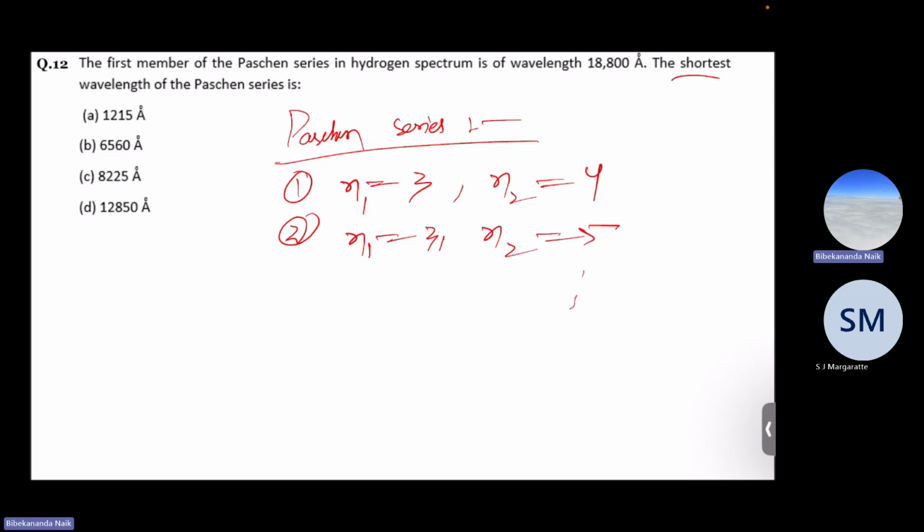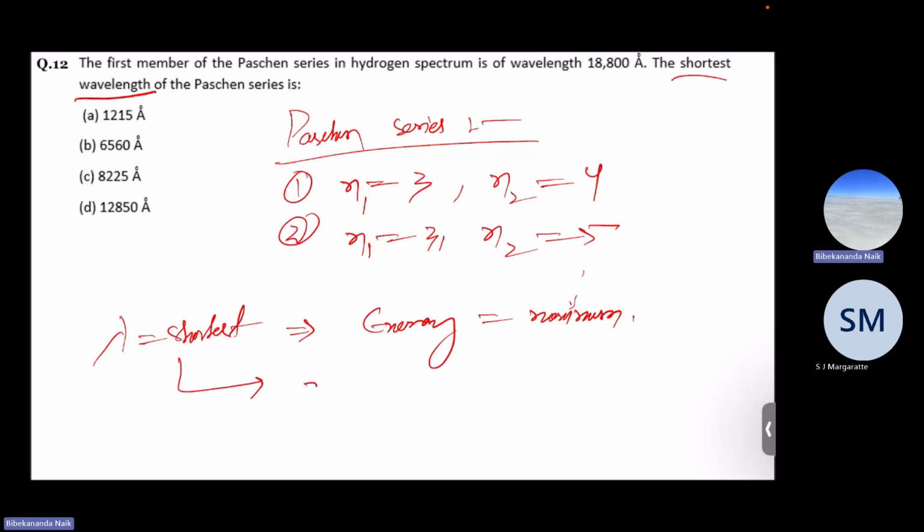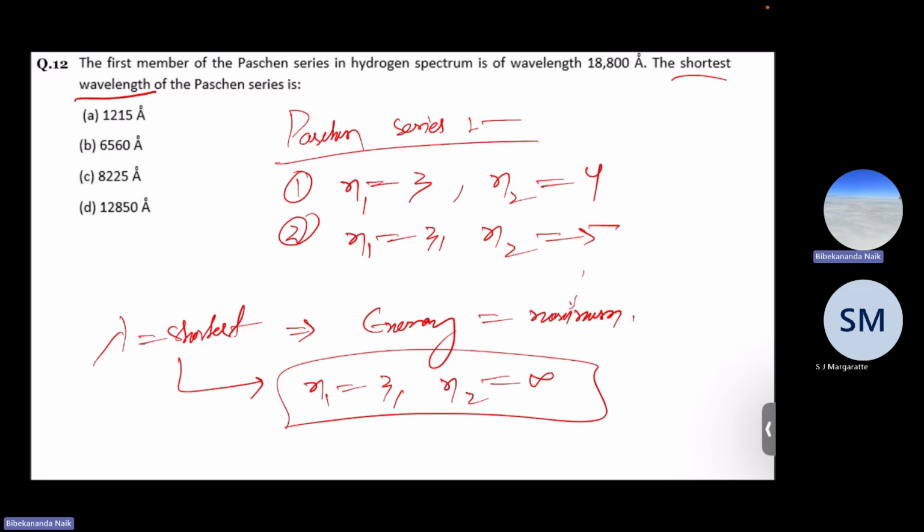But what will be the shortest wavelength? So the shortest wavelength implies energy is maximum. So it corresponds to n1 equal to 3 and n2 equals to infinity. So this transition which occurs from n2 equals to infinity to n1 equal to 3 corresponds to the shortest wavelength of the Paschen series.